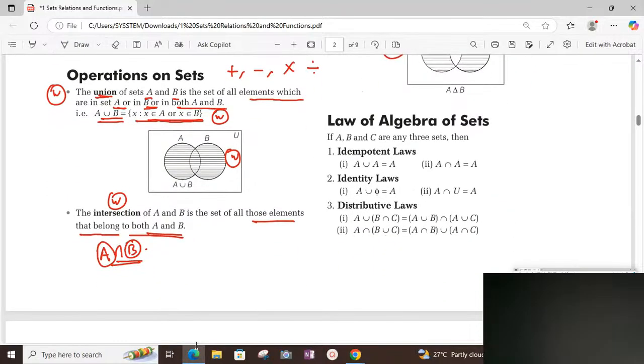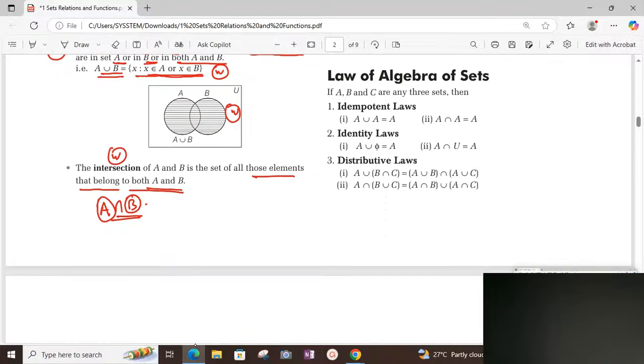Now discuss the laws of algebra of sets. In the laws of algebra of three sets A, B, C, the important laws are: A union A equals A, A intersection A equals A, A union phi equals A, and A intersection U equals A.